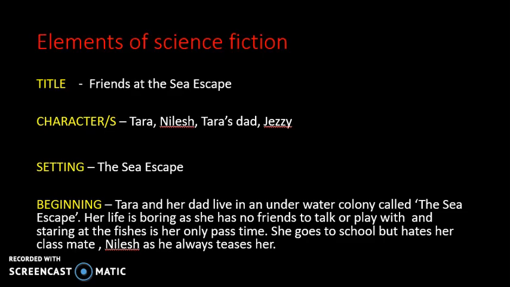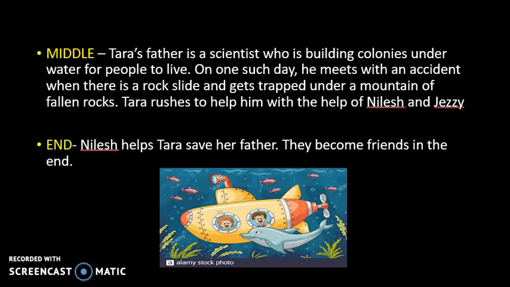So the author has already given us the beginning of the story. Let's see what happens in the middle. Okay, in the middle, we know that Tara's father is a scientist who is building colonies underwater for people to live. Land is becoming less and less because of global warming.